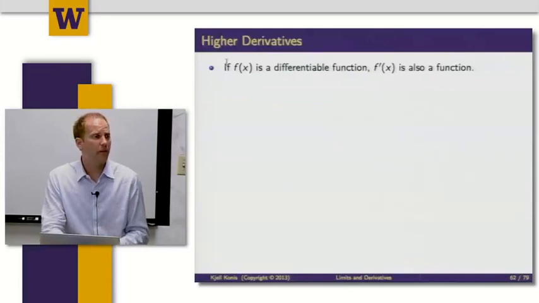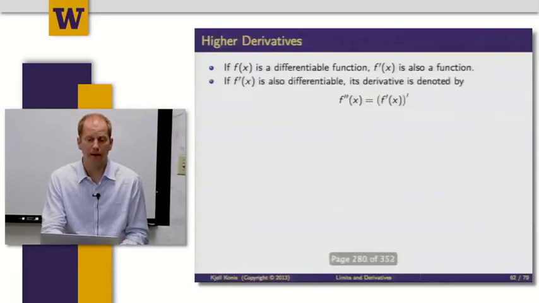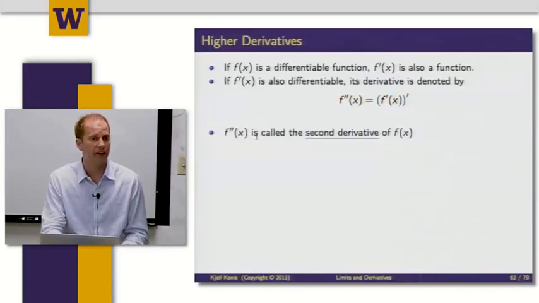And so most of the time, when you take a derivative of a function f of x, you get f prime of x, and that's also a function. And most of the time, f prime of x is also going to be a differentiable function. And so you could, again, take its derivative. We're going to denote that by f double prime of x, which is just the derivative of f prime of x. And f double prime is called the second derivative of f of x.